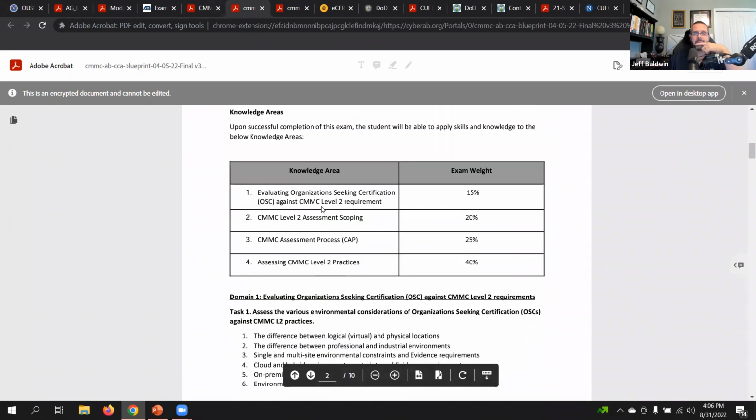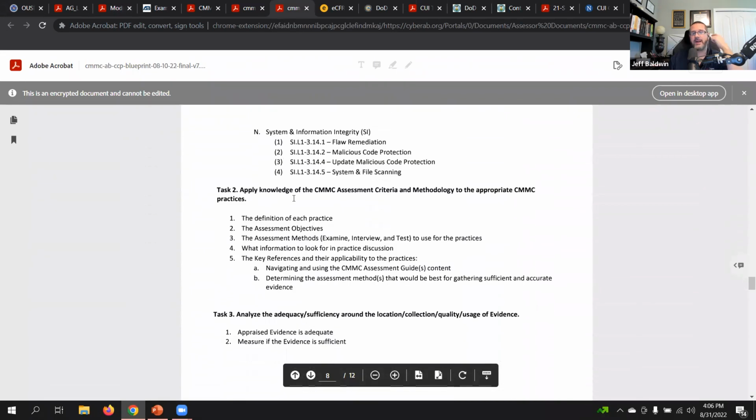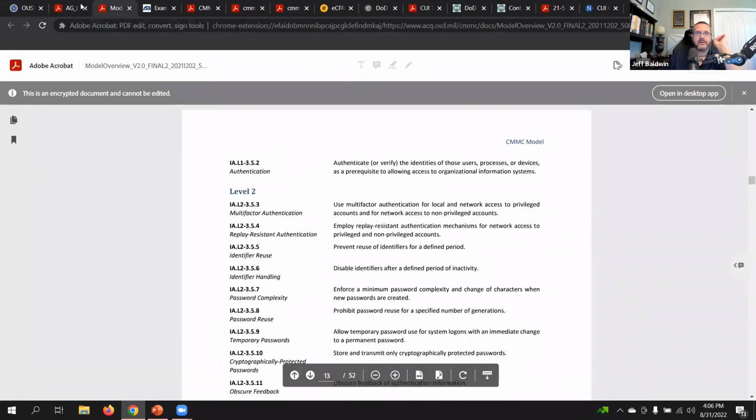What do we want to look at? That's not what I want to look at. I want to look at this. So here we are. We're now applying the knowledge of the assessment criteria and methodology to the appropriate practices. I was in the right part. Okay, so we have the definition of each practice, the assessment objectives, and the best place to go for all this would be the assessment guide. What to look for in the practice discussion, key references and their applicability to practices. Are they expecting you to understand every single aspect here?